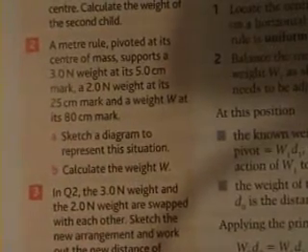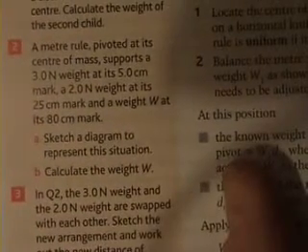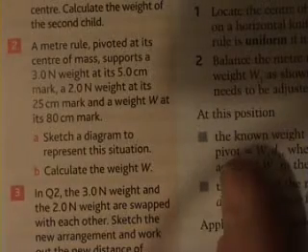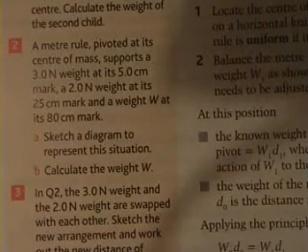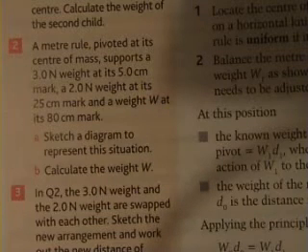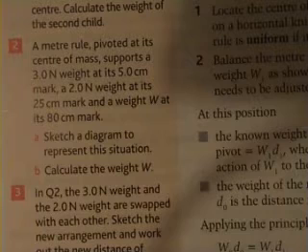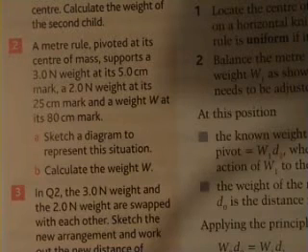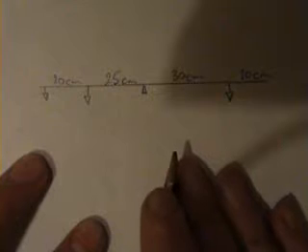Question 2 describes a situation of a ruler supported at the centre of mass. Well, we'll assume a normal ruler, its centre of mass is going to be in the middle, and it's got various weights supported from it. And the first thing it asks you to do, which is probably the hardest part from questions like this, is to sketch a diagram to represent the situation. Now, even if the question didn't say sketch a diagram, there's no way I'd be able to do a moments question without first sketching a diagram. So here's the diagram that I would sketch.